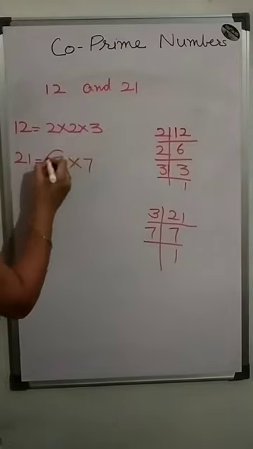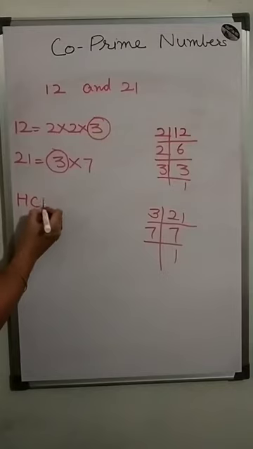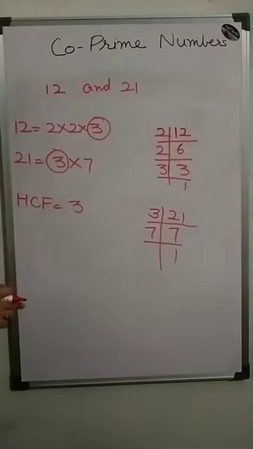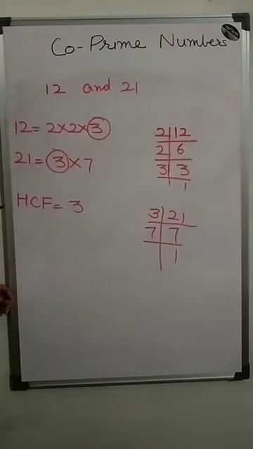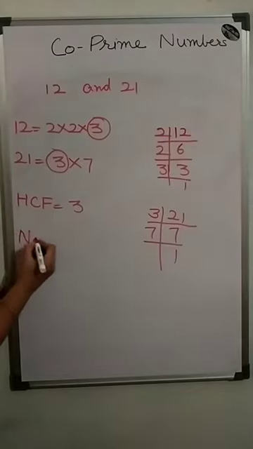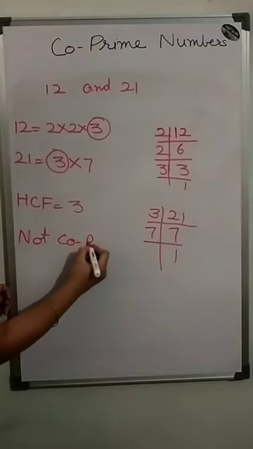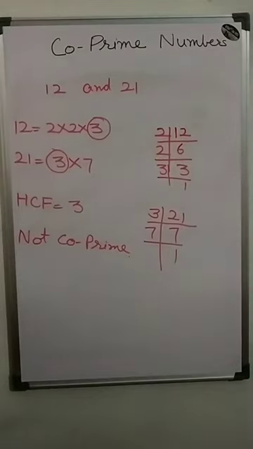Here you have seen 3 is common between them. So we can say HCF is 3. So are these co-prime numbers? No, these are not co-prime numbers because they have one common factor, that is 3. So these are not co-prime numbers.